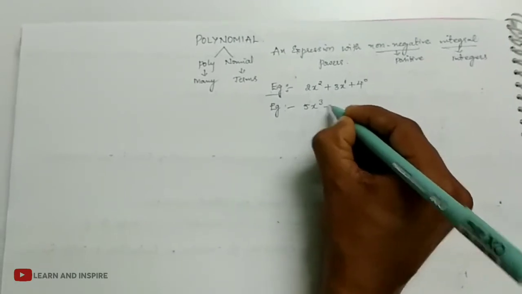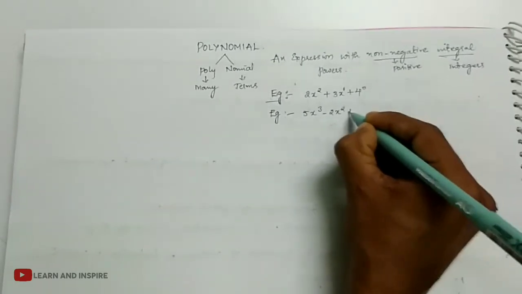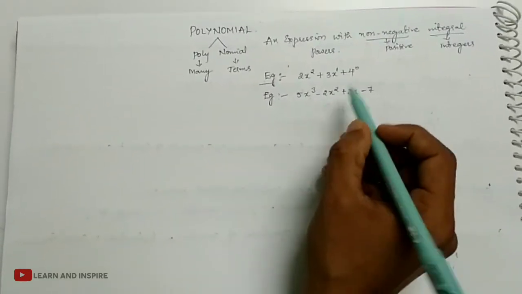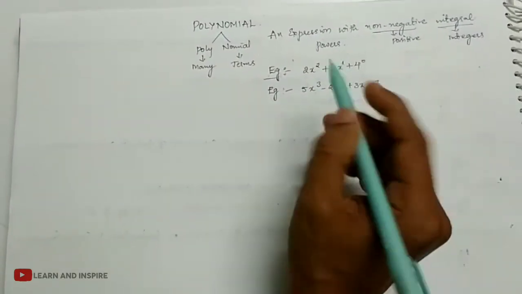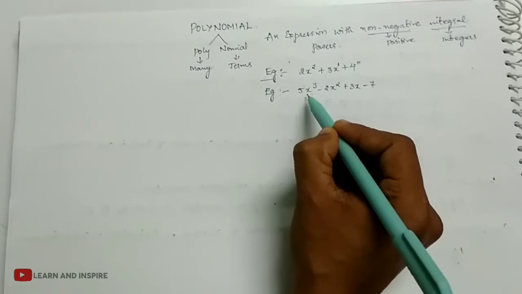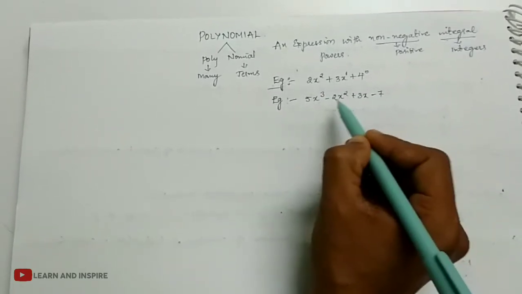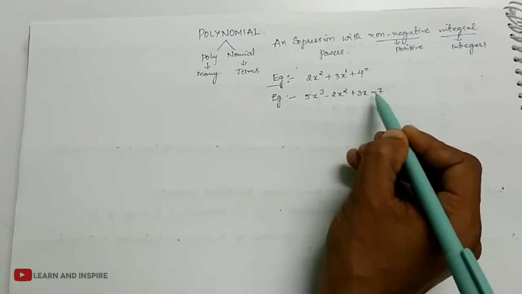5x cube minus 2x square plus 3x minus 7. So this is the second example. We have to check whether it is a polynomial or not. So how many terms are there? 1, 2, 3, 4. So in between these 4 terms we have the operations minus, plus, minus.